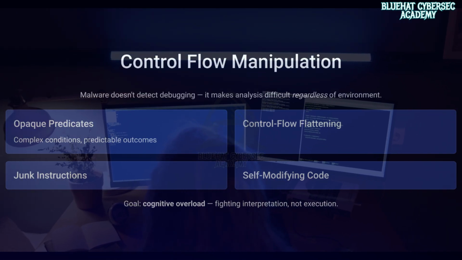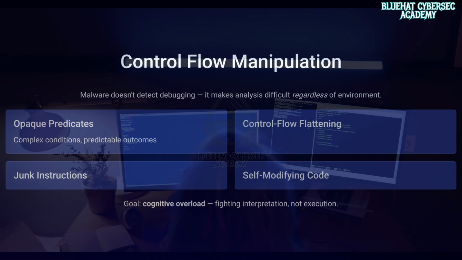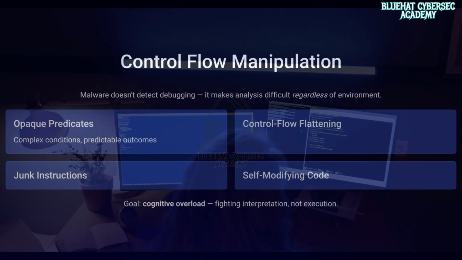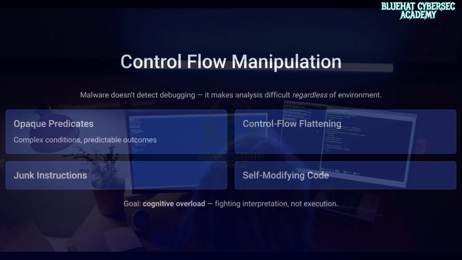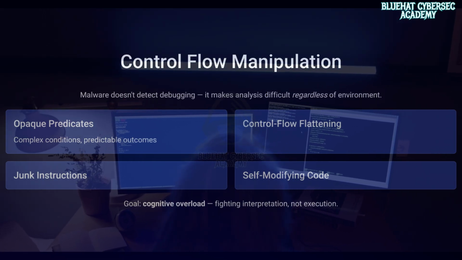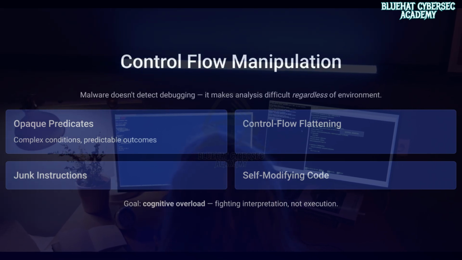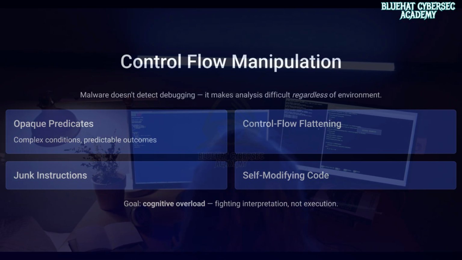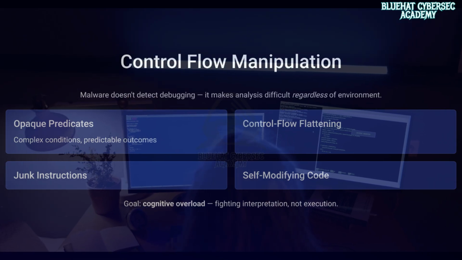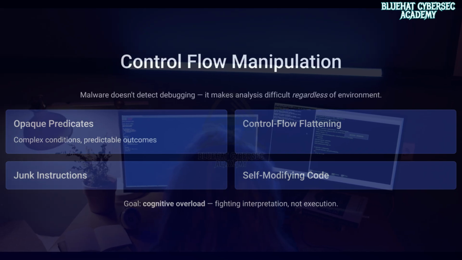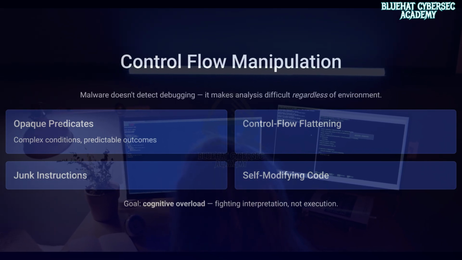Finally, we reach obfuscation through control flow manipulation, which is a different kind of strategy altogether. Here, malware doesn't even try to detect debugging. Instead, it makes analysis difficult, regardless of environment. It uses opaque predicates, conditions that look complex but always resolve in a predictable way. It applies control flow flattening. It inserts junk instructions. It even uses self-modifying code.